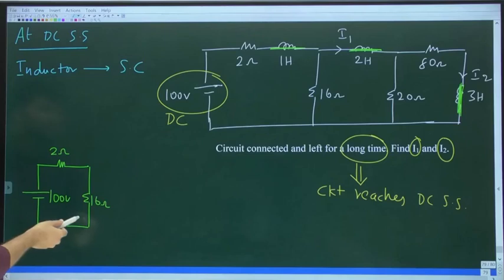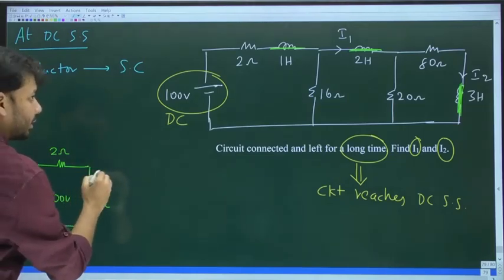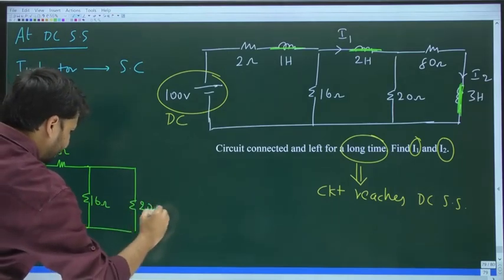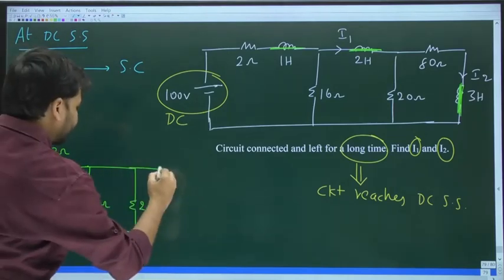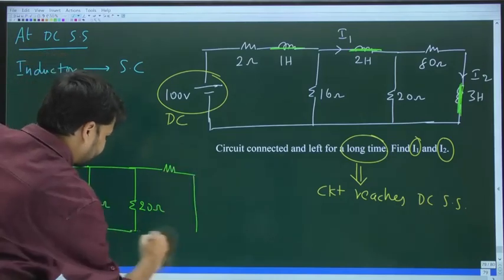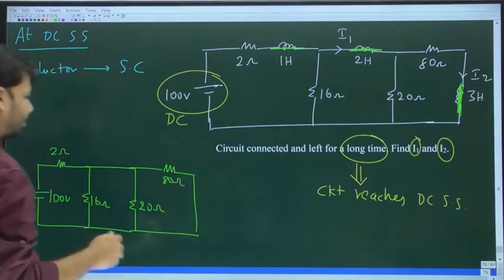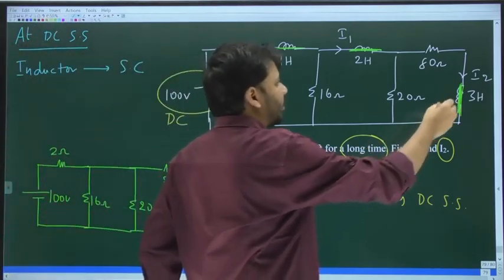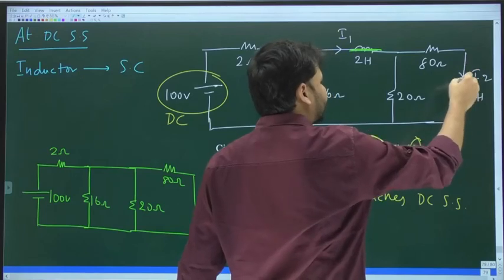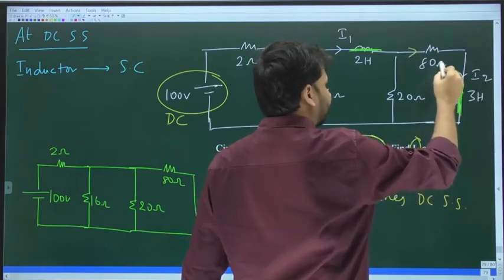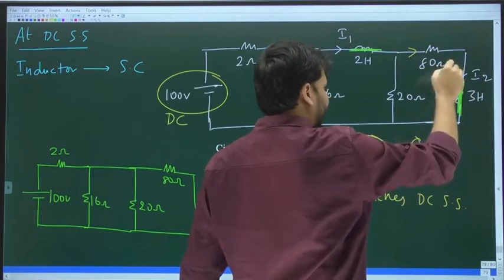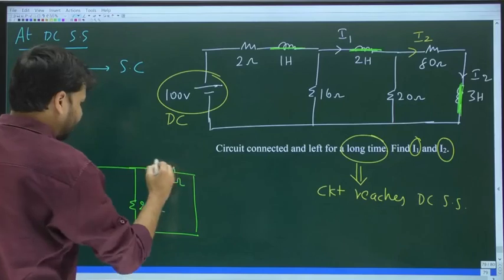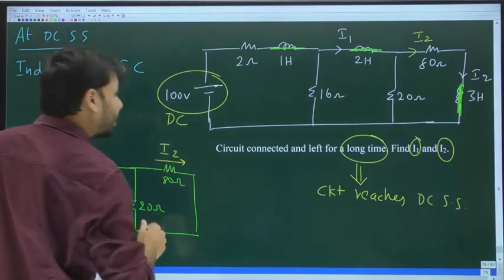volts, 2 ohms, then the 16 ohm resistor, and then we have the 20 ohm resistor, and then the 80 ohm resistor. Okay. And here if you look at I2, it is also the current through the 80 ohm resistor, because 80 and the 3 Henry coil both are in series. This current is also I2. So whatever current flows through 80 ohms, that is nothing but I2.